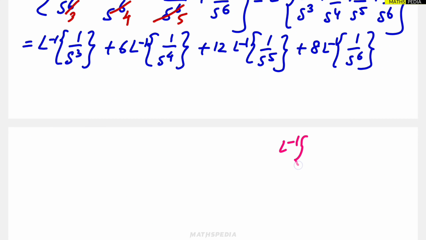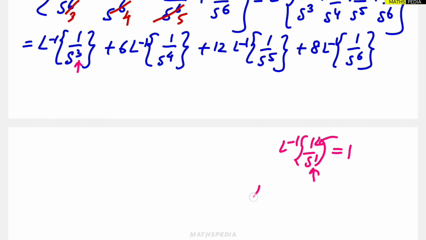Laplace inverse of, we know that if it is 1 by s, it is directly 1. If it is 2 by s, it is directly 2. But what about when s power something comes in the denominator? Here it is s power 1, and the only change is in the numerator, if it is 2 by s, 3 by s, 4 by s, the answer is 2, 3, 4, like that. But here s cube has come, s power 4 has come. Which formula do you have to apply?